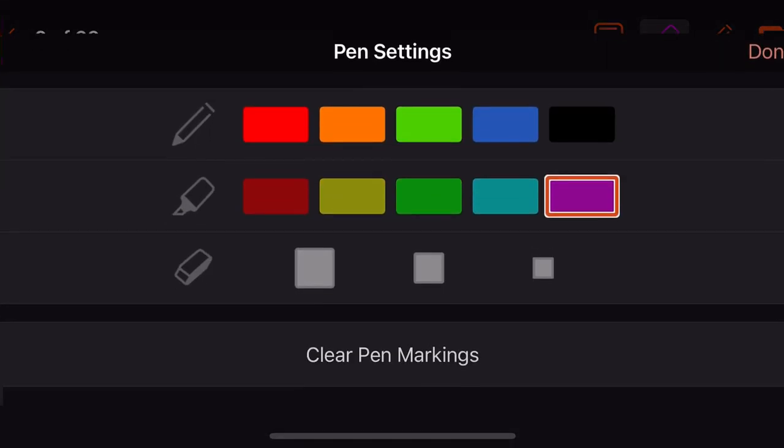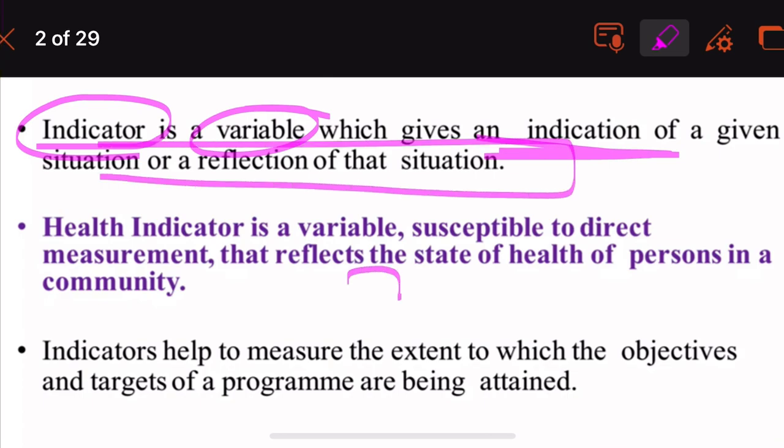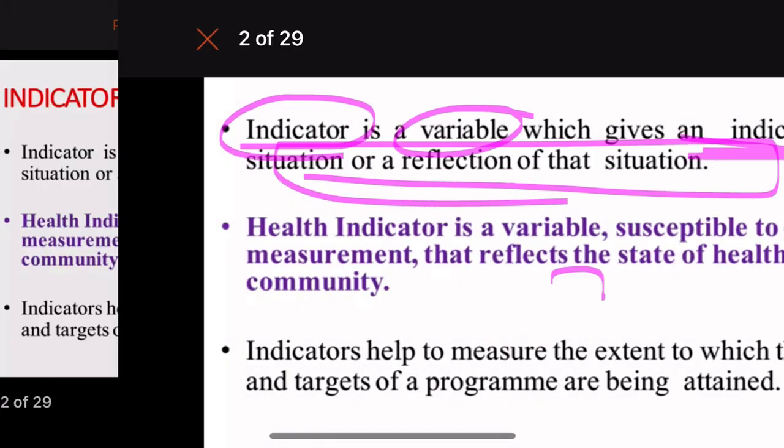So what is an indicator, guys? You understood what is an indicator? An indicator is nothing but a variable which is giving us an indication of that particular situation, or the reflection, the result or the outcome of that situation. So we know what is an indicator.